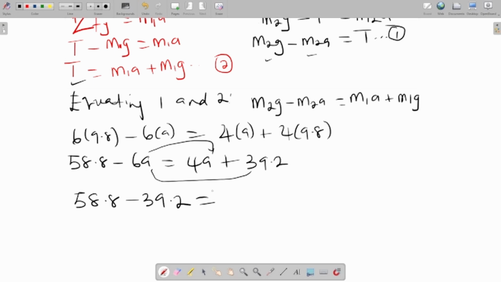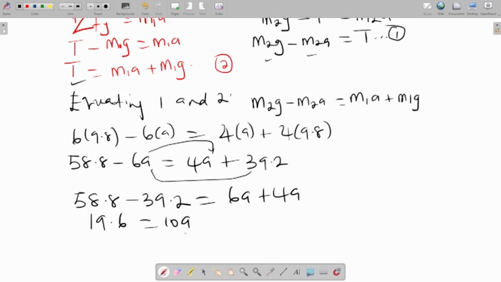Minus 39.2 is equal to, here we have 6A plus 4A. Now, 58.8 minus 39.2 is going to give us 19.6. Here we have 19.6 on the left is equal to 10A.